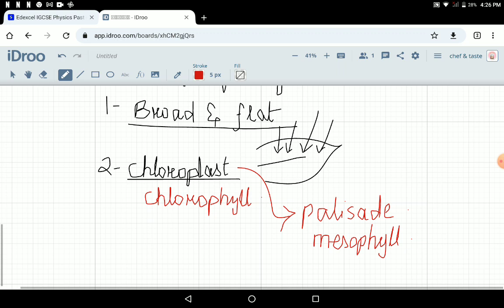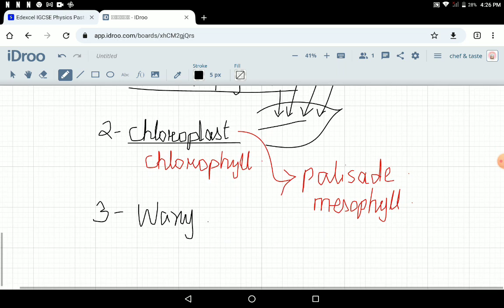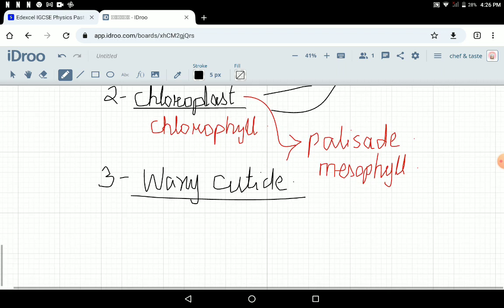And the third important feature is the waxy cuticle layer. The waxy cuticle prevents evaporation and drying out of the leaf. In that way, it will keep moisture inside and the leaf will survive for longer. The waxy cuticle layer is the uppermost layer, found outside the upper epidermis. It gives a waterproofing effect to the plant.